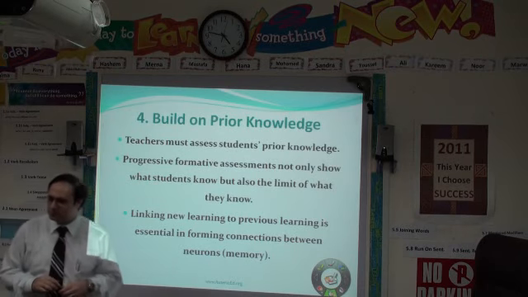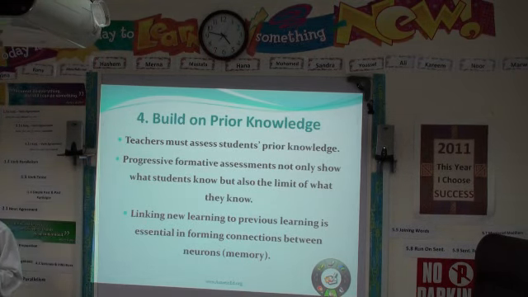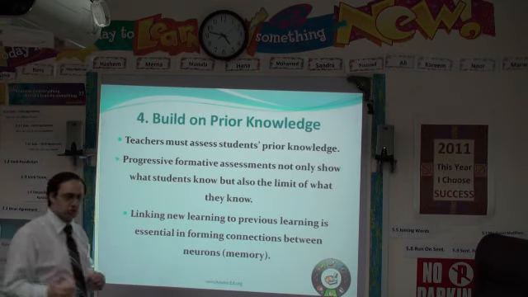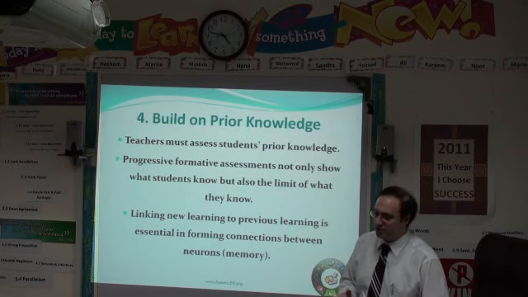I start first by asking the question, and when I find them not sure, I start giving some answers, some choices. So I can start by asking the question. But the point here is, as you ask these questions, you start to know the information that they know.